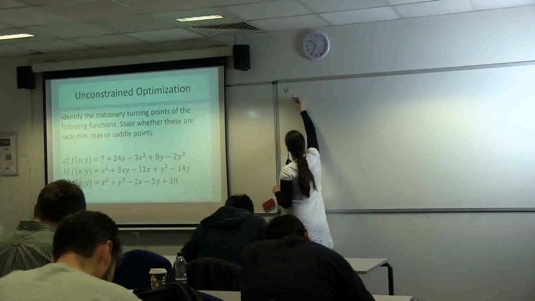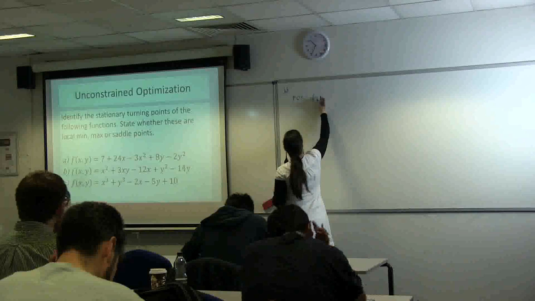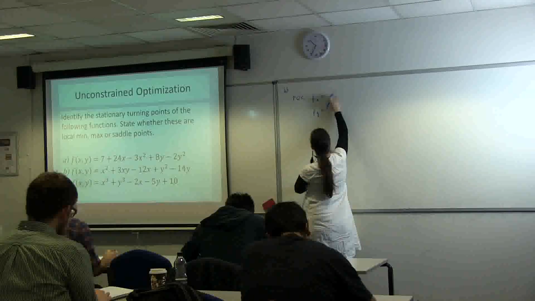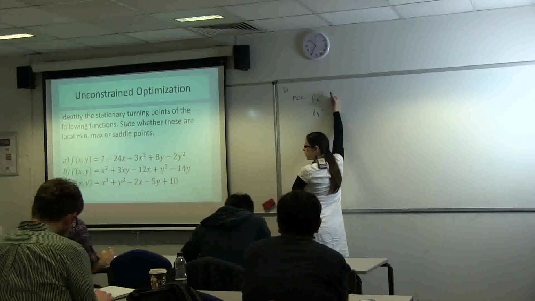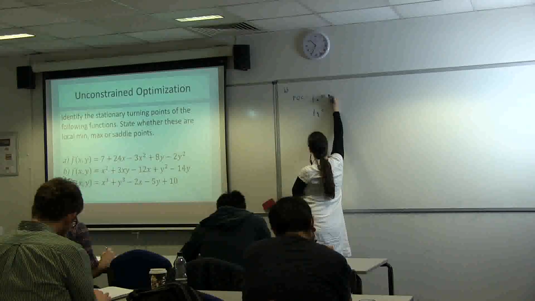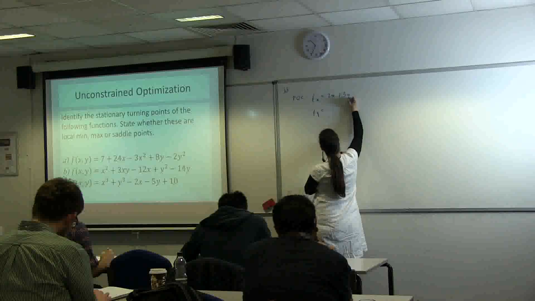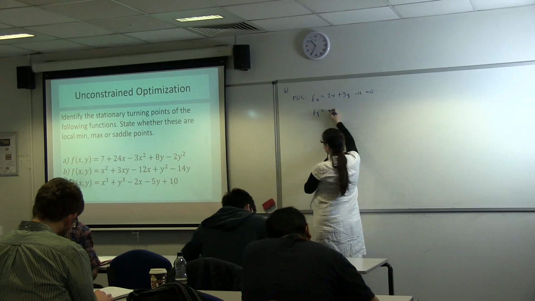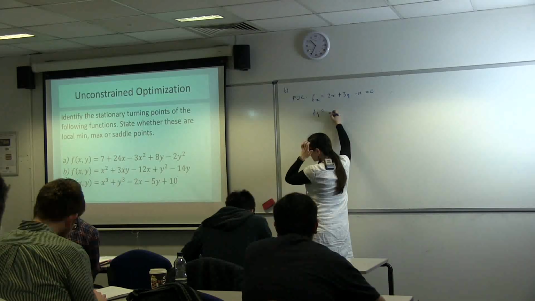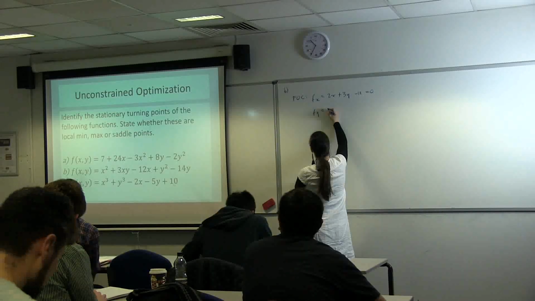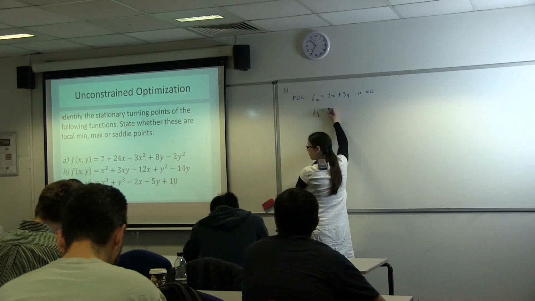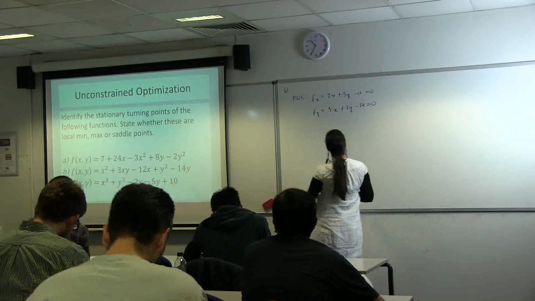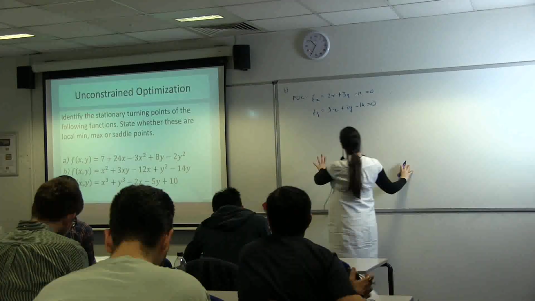Okay, so same drill. First order condition, the two partial derivatives with respect to x and y. So what is the partial derivative with respect to x? 2x plus 3y minus 4, and that has to be equal to 0. Look at the same function again and give me the derivative with respect to y. Equal to 0. Okay?